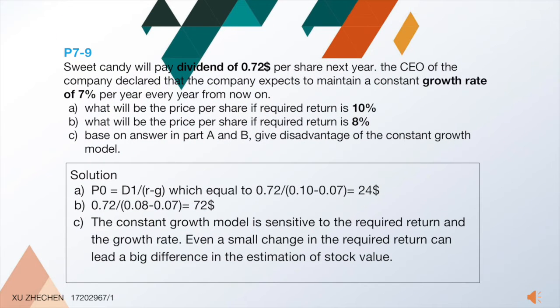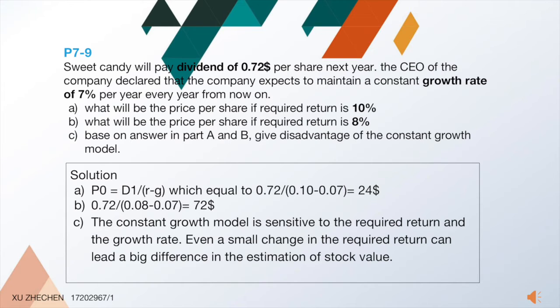My name is Xu Zhechen. I will continue presenting questions 9 and 12. For question 9, Sweet Candy will pay a dividend of $72 per share next year. The CEO of the company declared that the company expects to maintain a constant growth rate of 7% per year from now on. Question A: What will be the price per share if the required return is 10%? Question B: What will be the price per share if the required return is 8%? Question C: Based on the answers of A and B, give a disadvantage of the constant growth model.